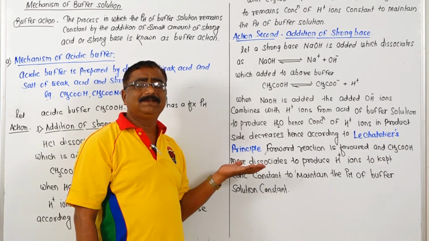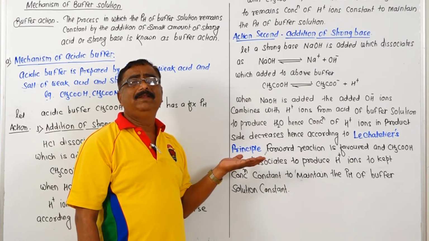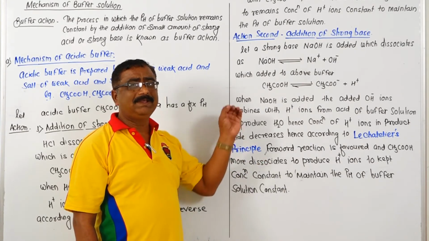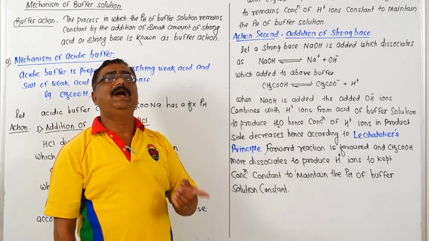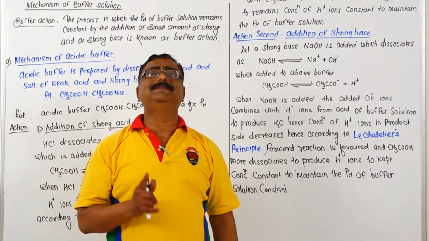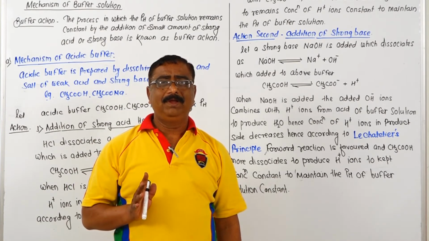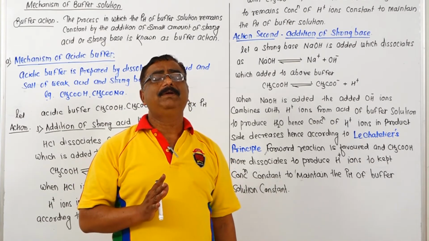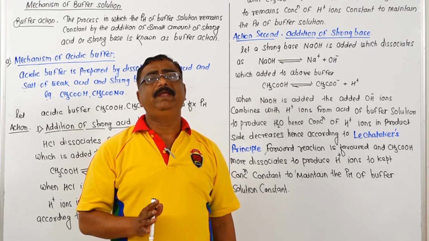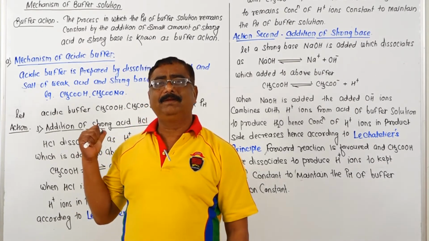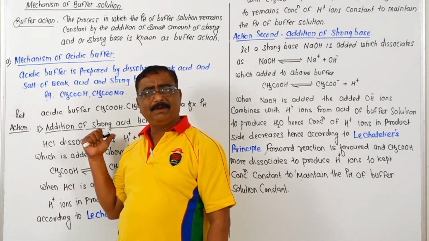Because what is pH? It is nothing but the negative logarithm base 10 of the concentration of H plus ion. तो H plus ion का concentration चाहे आप एसिड डालो या बेस डालो, बफर सॉल्यूशन में सेम रहेगा. And in this way, buffer solution maintains the pH. This is the mechanism of acidic buffer.